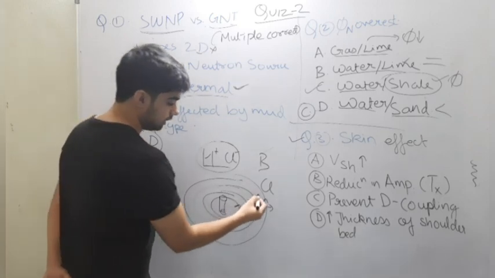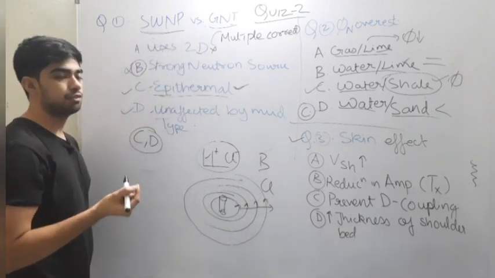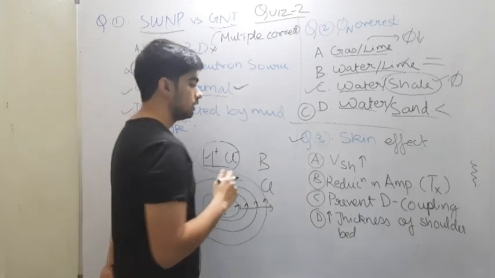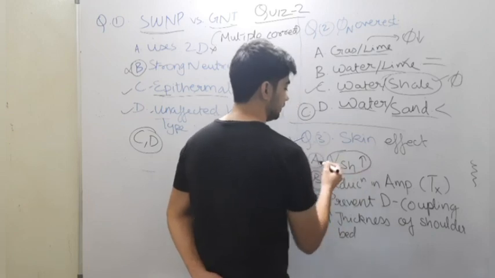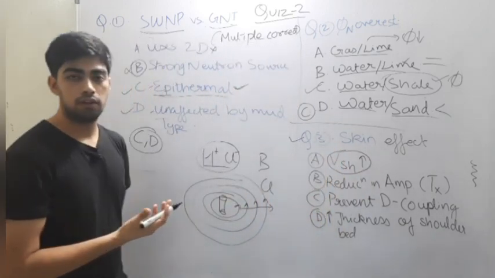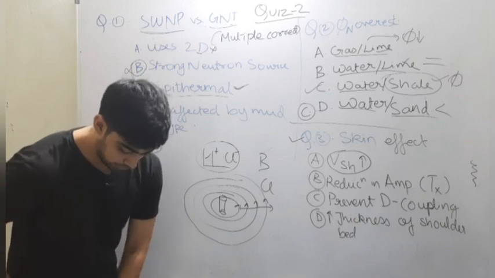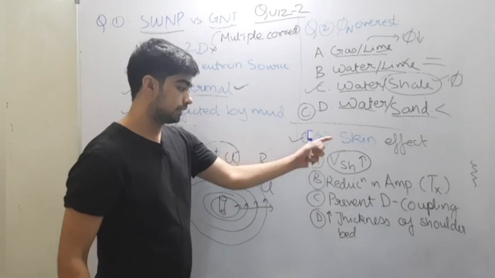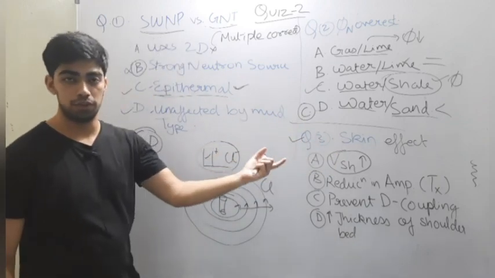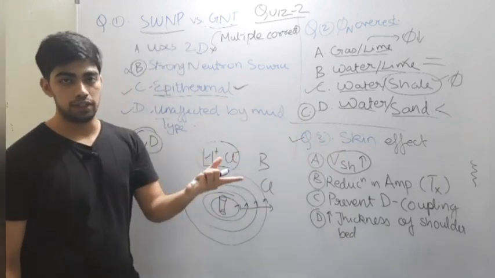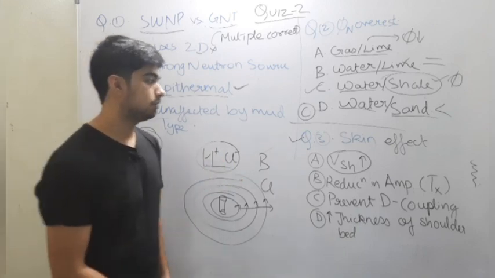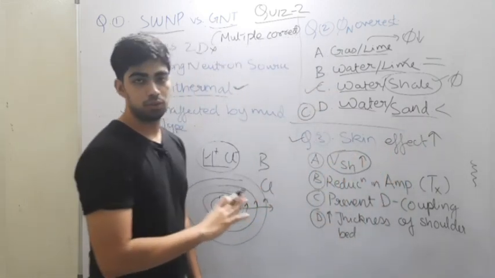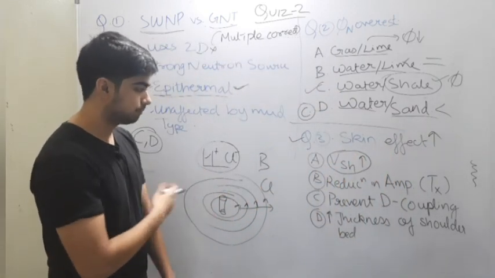So this effect will be seen where your formation has very high conductivity, and the shale has high conductivity compared to what you usually see in different formations. And on increasing the volume of shale, on increasing the content of shale in any formation, its conductivity will also increase, and because of that the skin effect will increase. So this is a very application based question and it is a little bit tough.